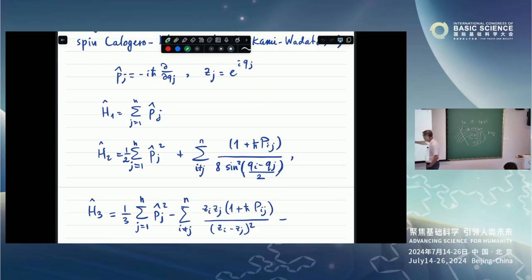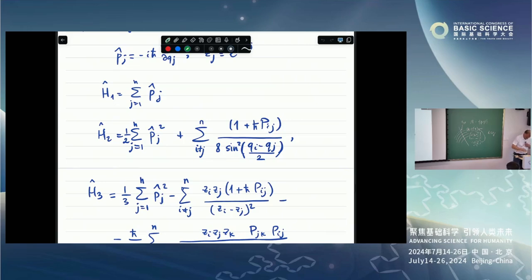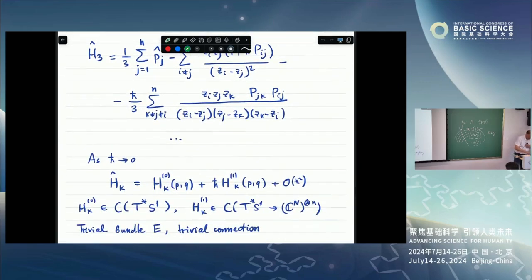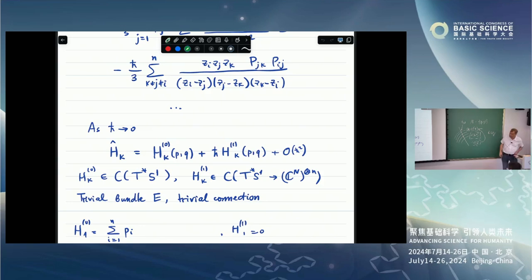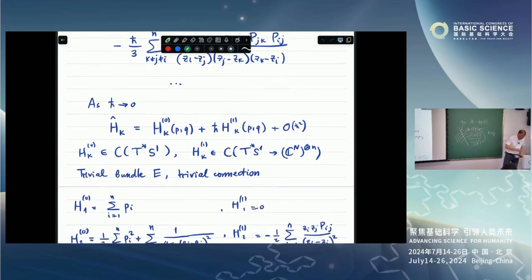The interaction part involves this permutation of spin variables, and then there are higher integrals, and the existence of the higher integrals gives the integrability of the system.